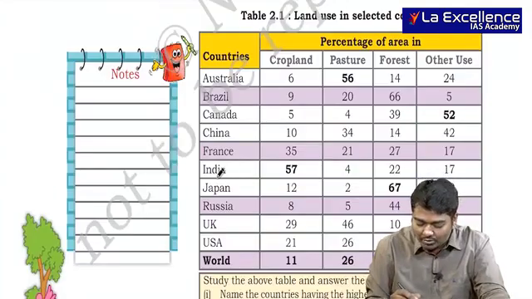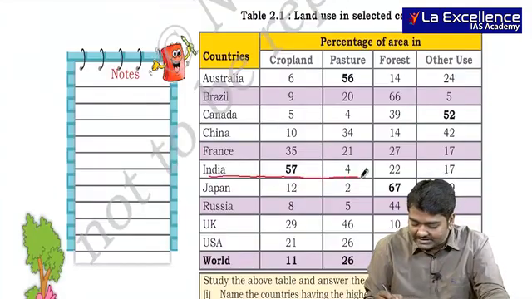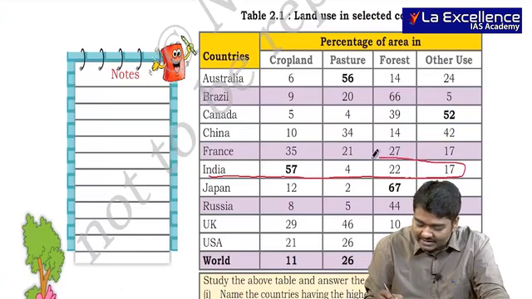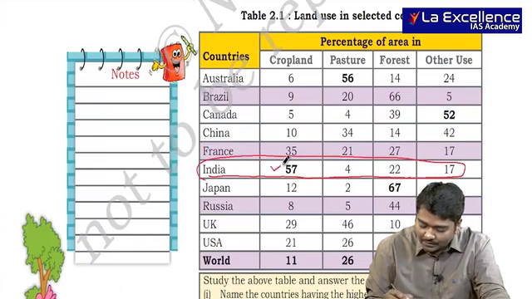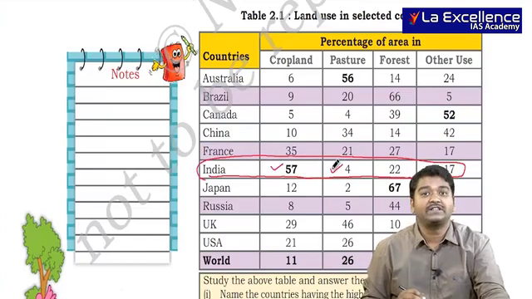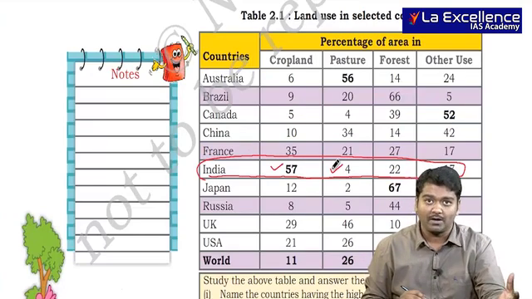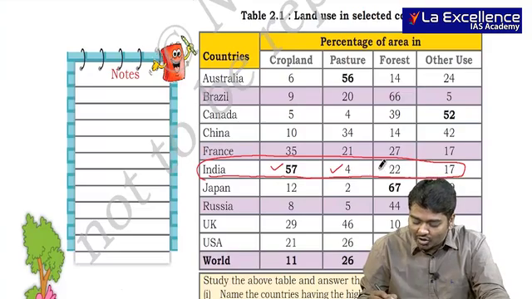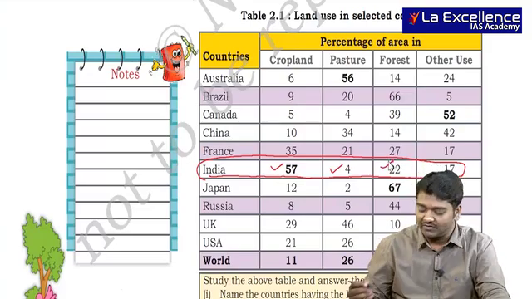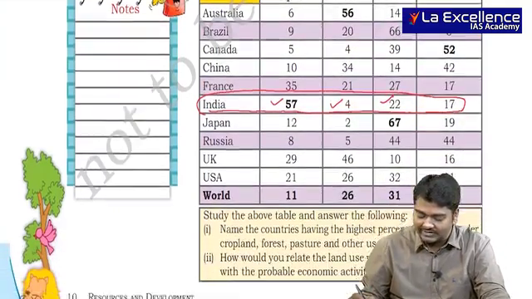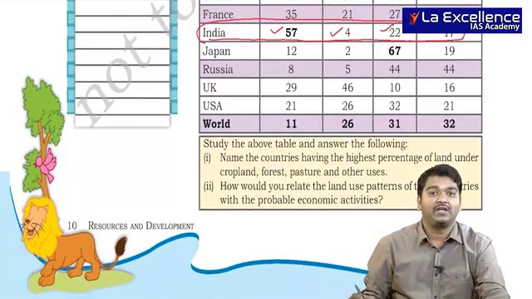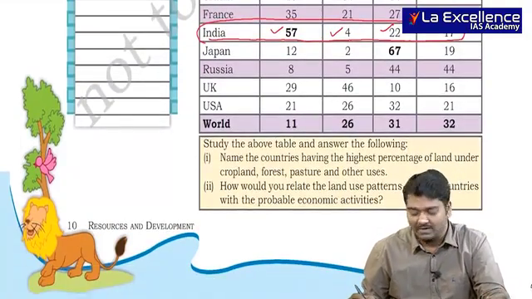So when we talk about India, about 57% of Indian land is used for crops. Pasture is only 4%, which is used for grazing. That's why the dairy industry is not so popular in India. And when we talk about forest, it is 22%, and for other uses, it is only 17%. So mostly we are using it for agricultural purposes.